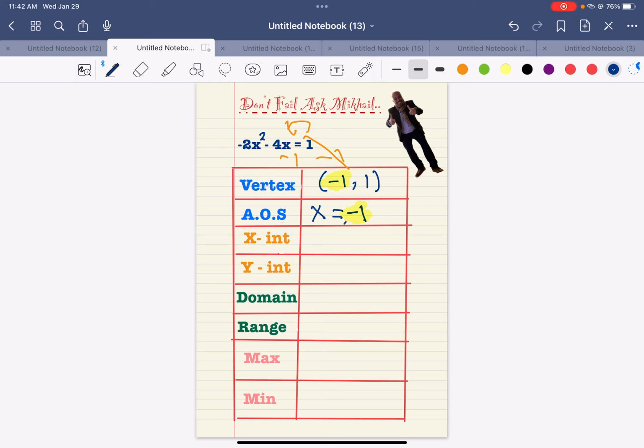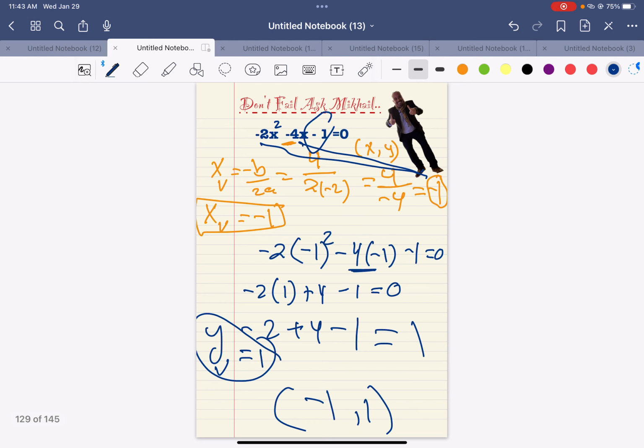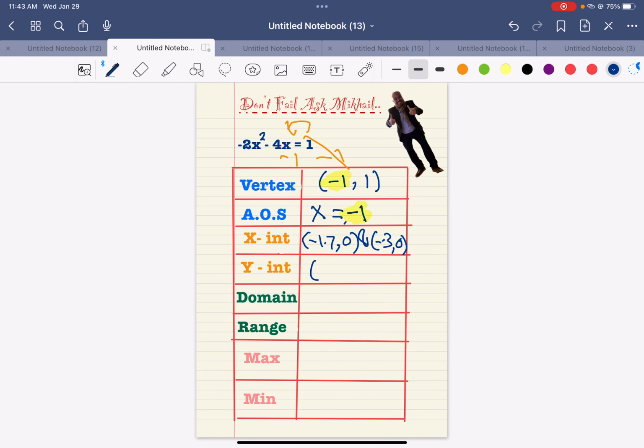So I get 2 points here. I got the x-intercepts to be negative 1.7 and 0, and also negative 0.3 and 0. The y-intercept is very easy. The y-intercept is always c, and c here is negative 1, so that will be 0 and negative 1. Now let's plot these points. Then we do the graph.